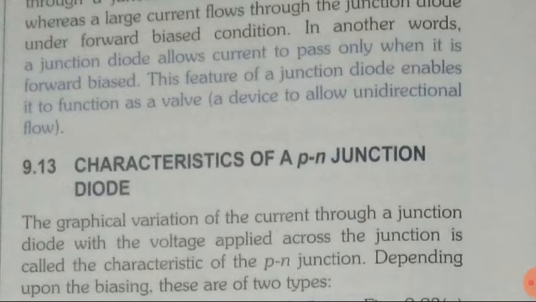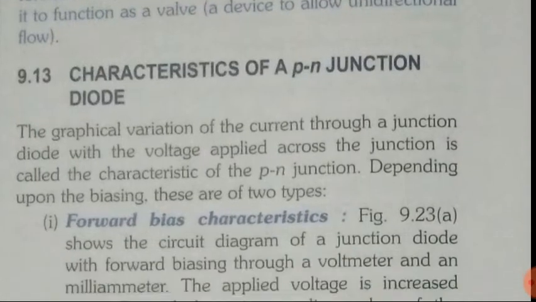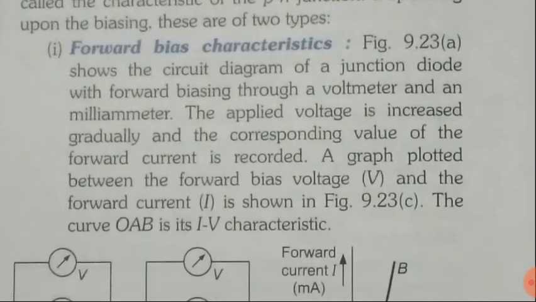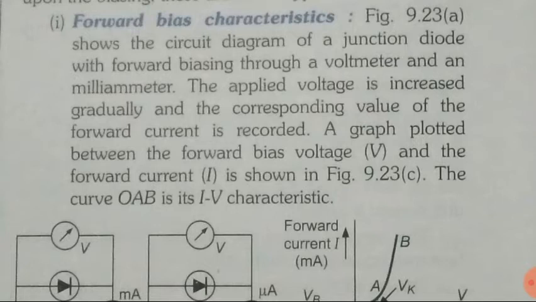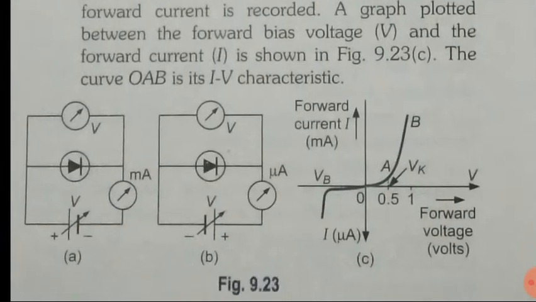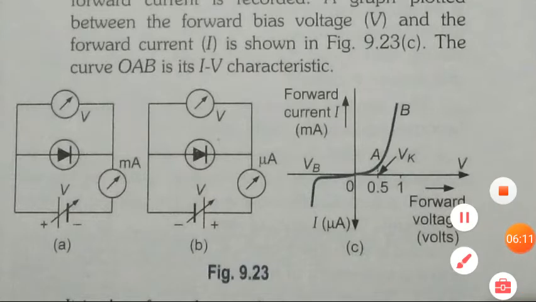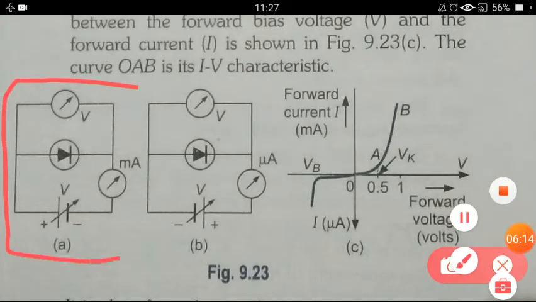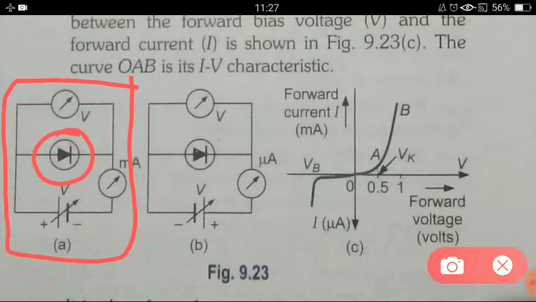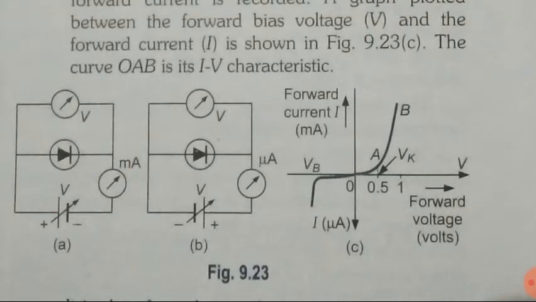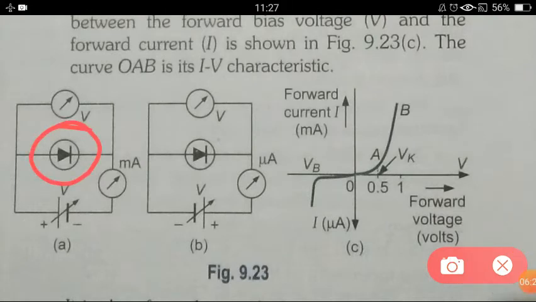Now let's discuss the characteristics of a PN junction diode. First of all, we will discuss the forward bias characteristic. Here is one circuit diagram. In this circuit diagram we can see this is a PN junction diode. The P side is connected to positive, the N side is connected to negative. We have already seen the symbol of the PN junction diode: the triangle side is P type, which is connected to the positive terminal, and the vertical line is N type, which is connected to the negative terminal.